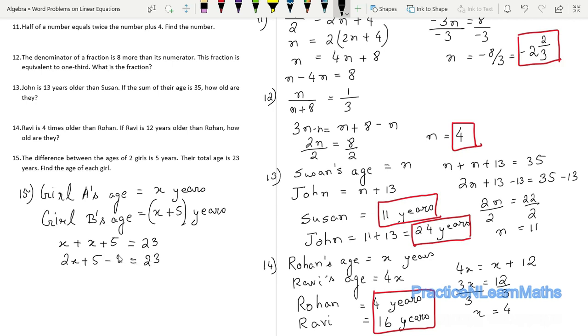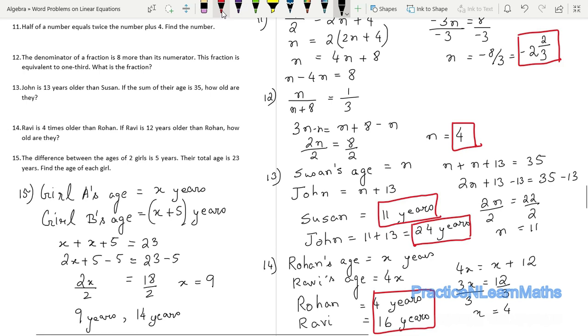Subtracting 5 from both sides, we get 2x is equal to 18. Dividing both sides by 2, we get x is equal to 9. So, one is 9 years, another one is 14 years, 9 plus 5. That's the answer.